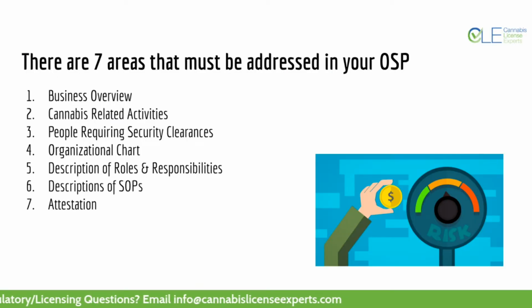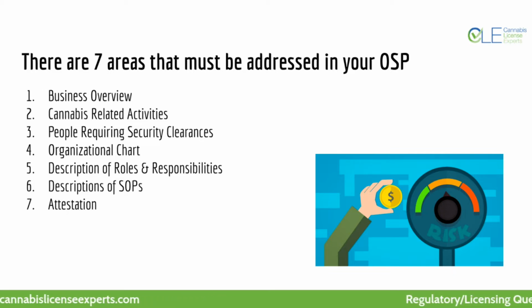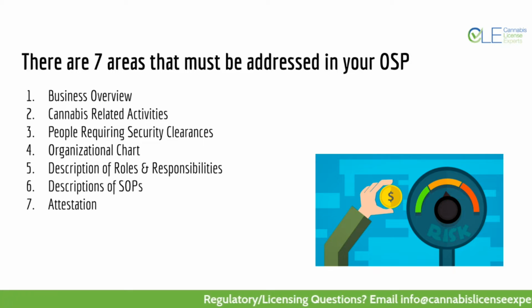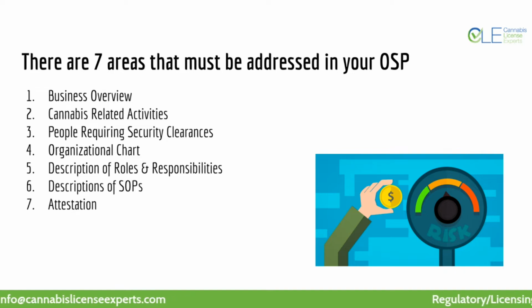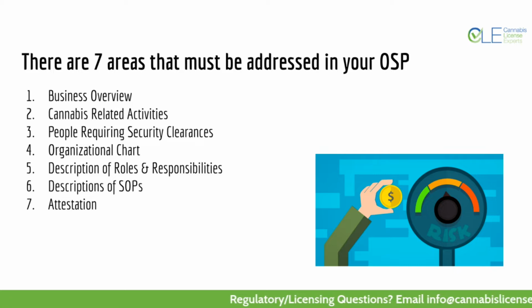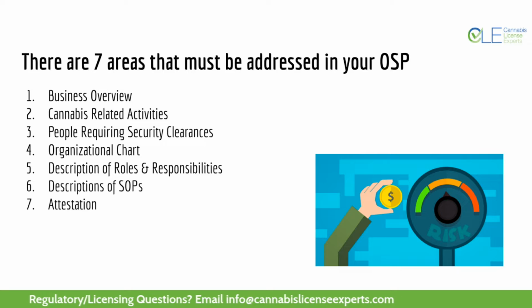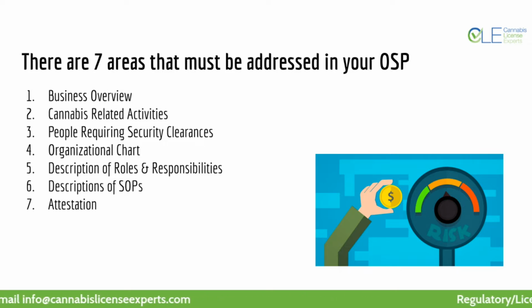Okay, so there are 7 areas that need to be addressed in your organizational security plan. From this point forward, I'm going to say OSP. First would be your business overview. Second, cannabis-related activities that you conduct at your site. 3 is people requiring security clearances. 4, your organizational chart. 5, description of roles and their responsibilities. 6, description of standard operating procedures, and 7, your attestations.